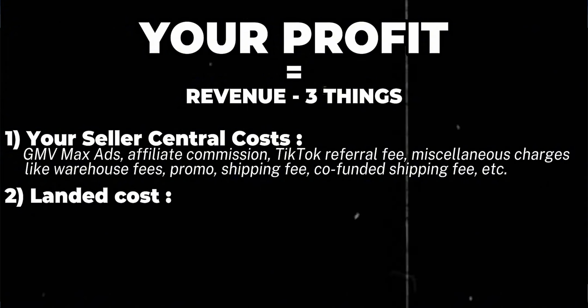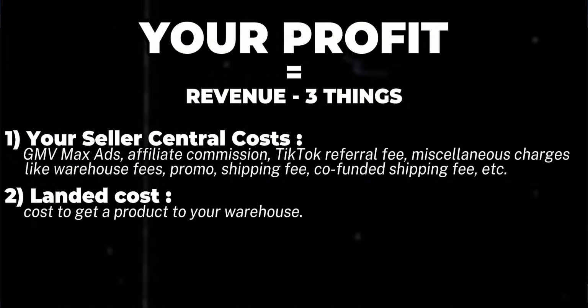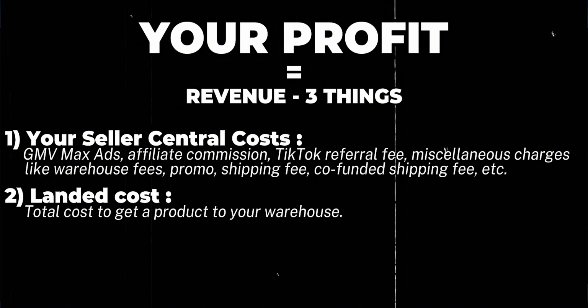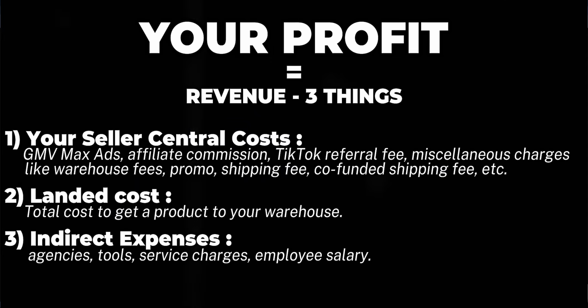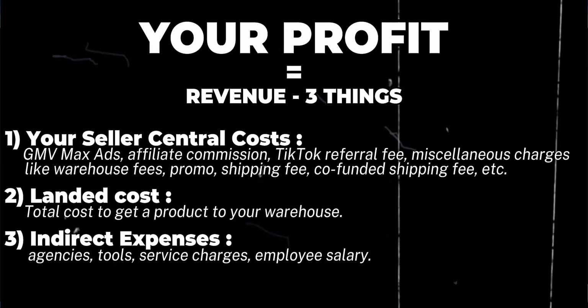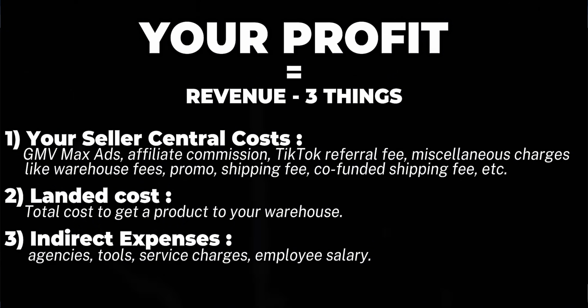Second section is your landing cost: cost of goods, shipping to deliver the product to your warehouse, or maybe to the TikTok warehouse. Then the third is indirect expenses: the agencies, maybe you are paying for tools, for example you can't survive without these tools, even this one as well, Kicksmon, which you can see. So the expense of these tools. Then, if any, service charges, then your employee salary if you have any. So combine these three things, minus revenue, is your profit.